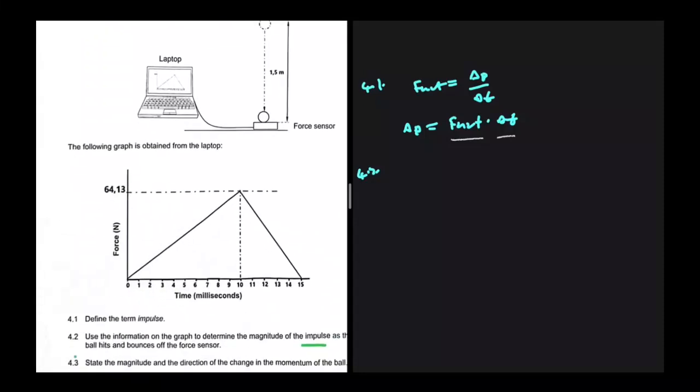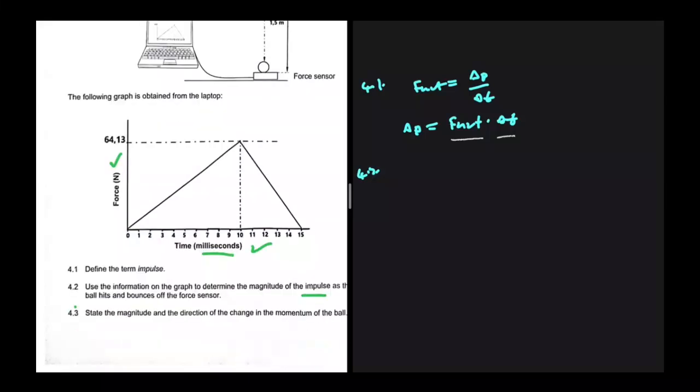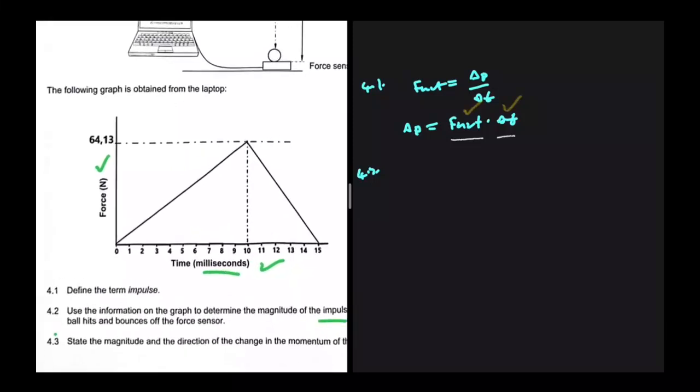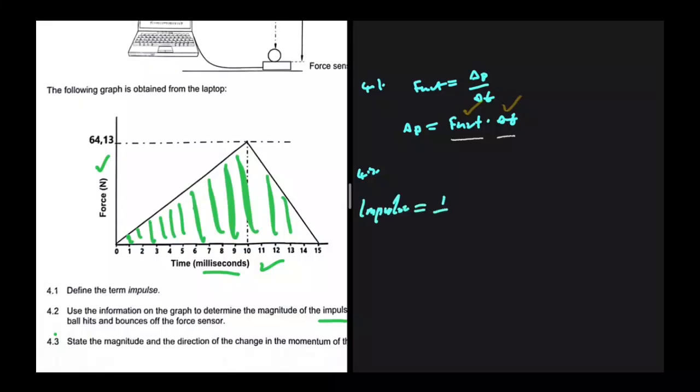And the graph we're given is the force versus the time. The force is in newtons and the time is in milliseconds. So if you don't realize that the time is in milliseconds, you're probably going to get the question wrong. Let's use the information in the graph to determine the magnitude of the impulse. So the impulse is the force multiplied by the time. We have a shape, a triangle. So in order to find the impulse, we need to find the area of this triangle. How can we find the area of a triangle? That is half base multiplied by height.